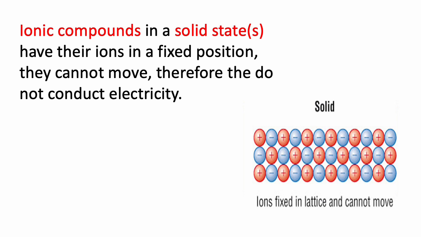Ionic compounds, when they're in a solid state, and we know they're in a solid state because you'll see this symbol, brackets and an S. Well, in this state, they have their ions in a fixed position. They do not move. Remembering our definition of electricity is a flow of charge. If they do not move, they cannot conduct electricity. So, ionic compounds in a solid state do not conduct electricity.